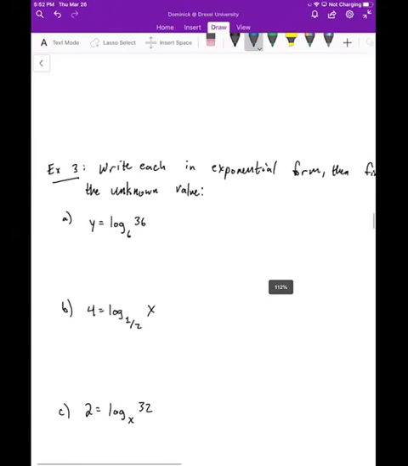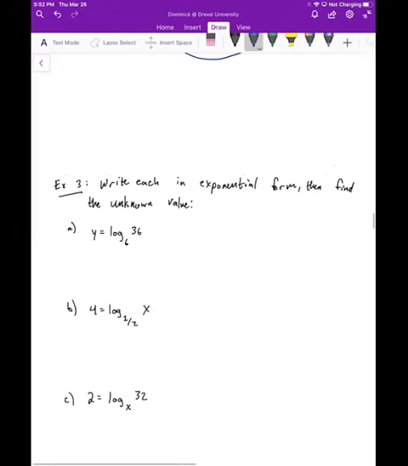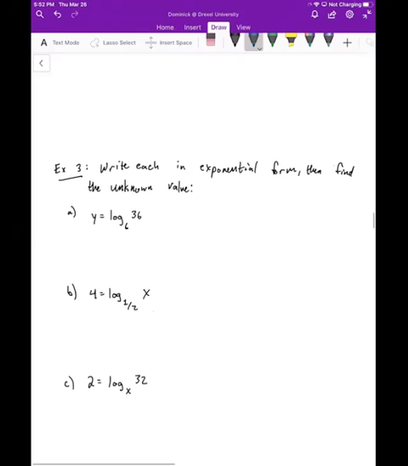Okay, so now in this example, we're going to write each of these logarithmic equations in exponential form. And then once we have that, we're going to solve for whatever unknown value we have. Okay, so if we have y is equal to log base 6 of 36, if we convert that to exponential form, base is still the base. My exponent is now y because that's not with my logarithm. And the thing that's with my log should not be with my exponent.